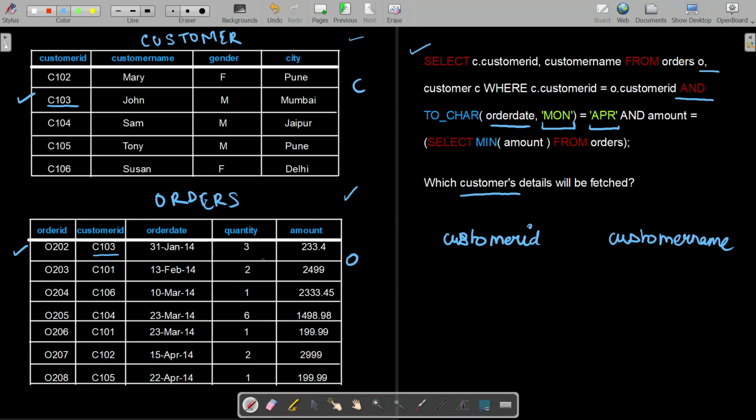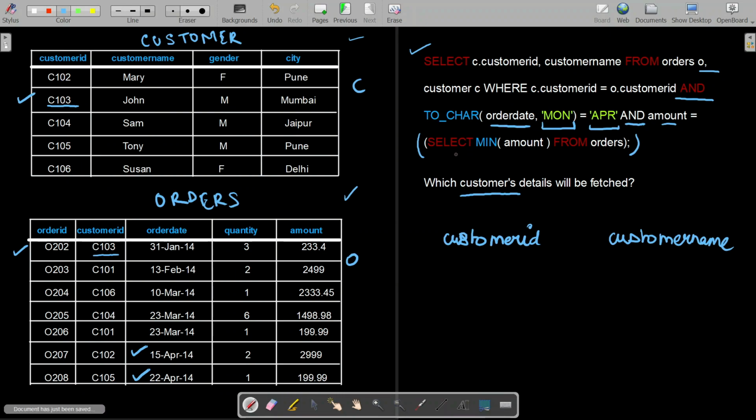So first we check in the orders table, as order date is in the orders table, which rows have the month as April. So these are the two rows that have the month as April, and here we have another condition: the amount should be equal to the result given after the execution of the subquery. So this is a subquery and the result from this subquery will go into the amount.